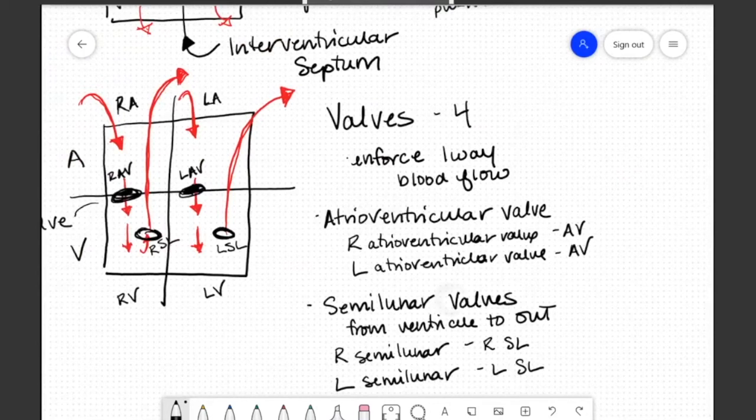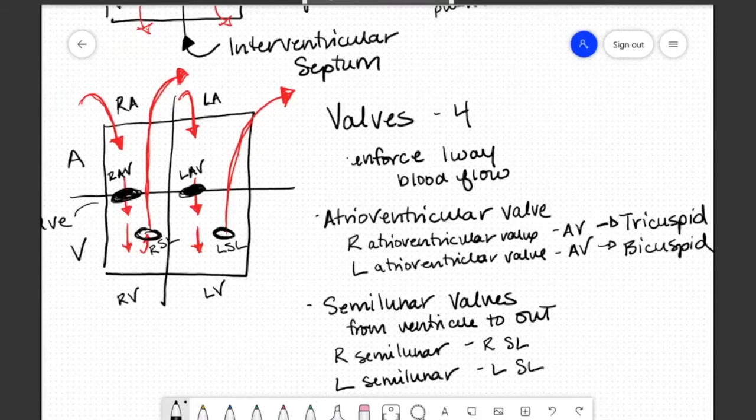They also go by a couple different names. So your right AV valve, which is this guy right here on the right side of the heart, is also called the tricuspid. The left atrioventricular right here is going to be called your bicuspid valve. So they have a couple other names, tricuspid and bicuspid.